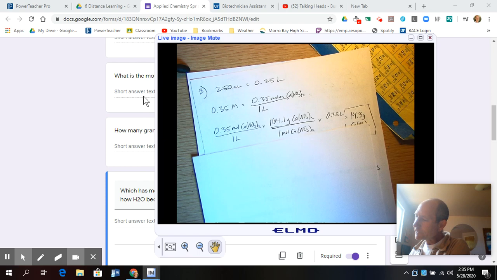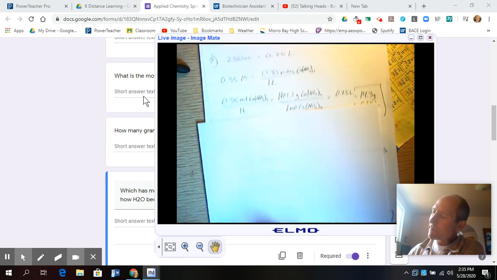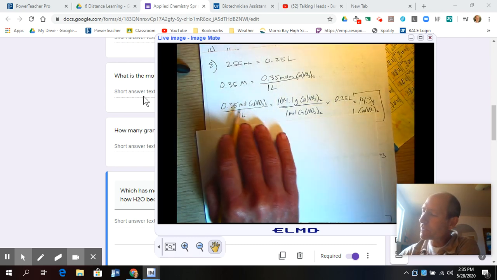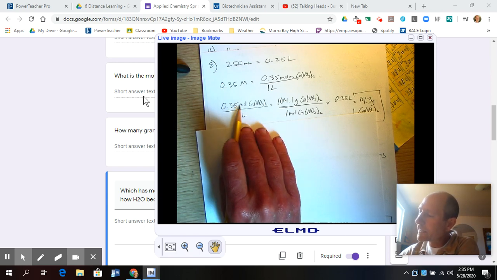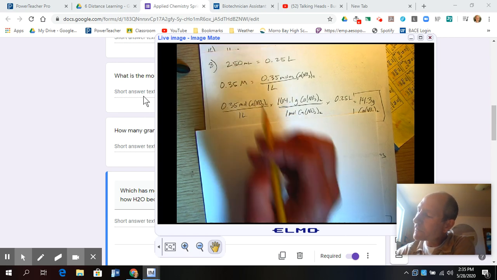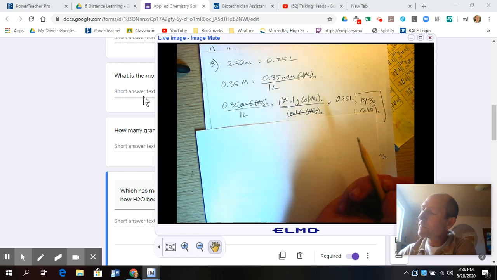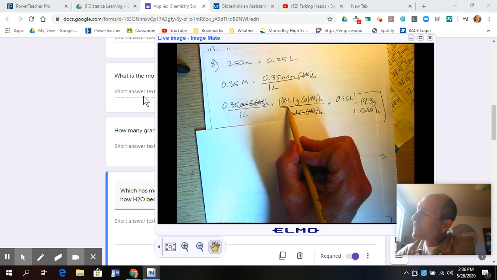Okay, so we want to figure out how many grams are in there. So we know that we're going to need grams on top. So I'm going to start with the 0.35 molar, which means 0.35 moles per liter. And then I need to get rid of moles. So I'm going to put moles on the bottom and grams on top because grams is what we want. And then moles of calcium nitrate is crossed out.